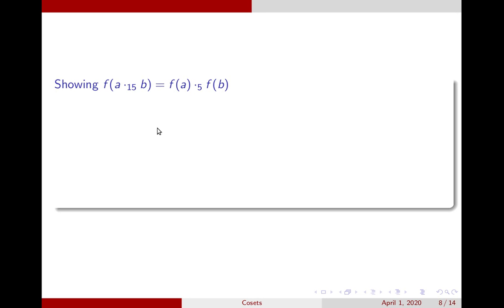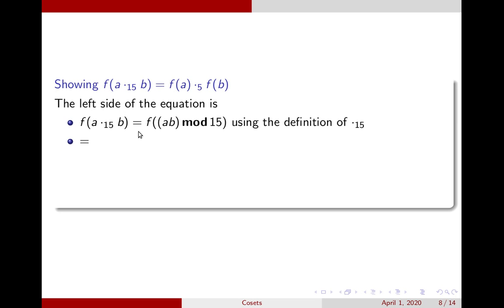Okay, so we are showing that f of a times sub 15 b is f of a times sub 5 f of b. We'll start with the left-hand side and try to simplify as much as possible. a times sub 15 b is, using the definition of times sub 15, by definition a times b mod 15.